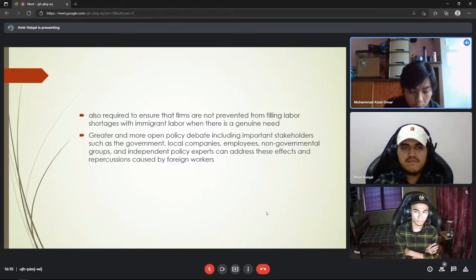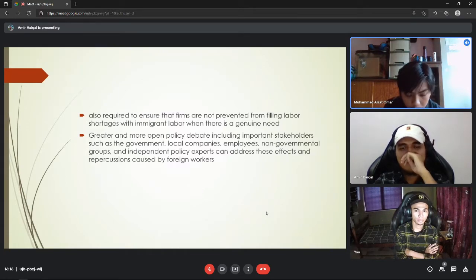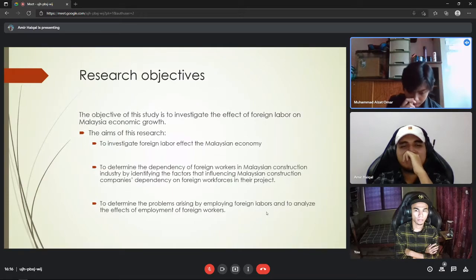Other than that, it is also required to ensure firms are not prevented from filling labor shortages with immigrant labor when there is a genuine need. Greater and more open policy debate including important stakeholders such as the government, local companies, employees, non-governmental groups, and independent policy experts can address these effects and repercussions caused by foreign workers. Okay, so the next is about the research objective.